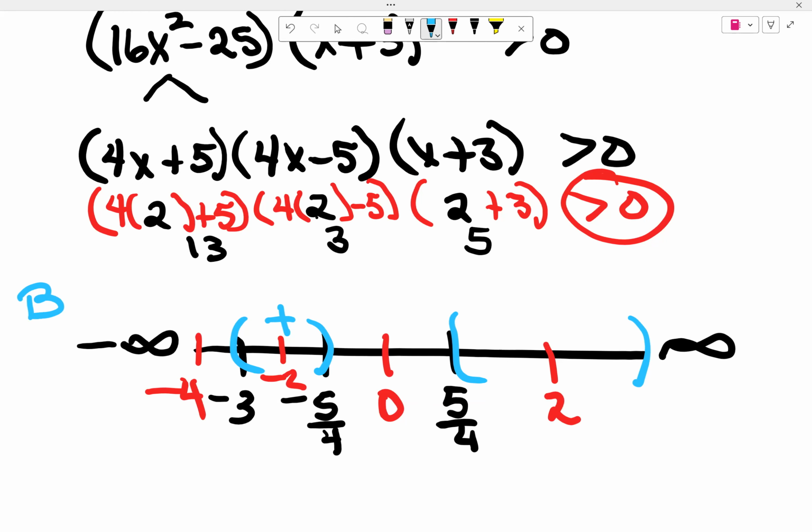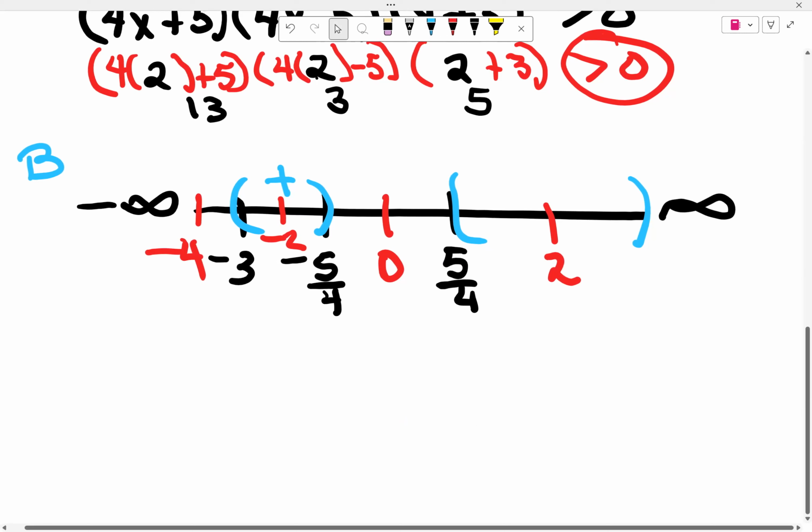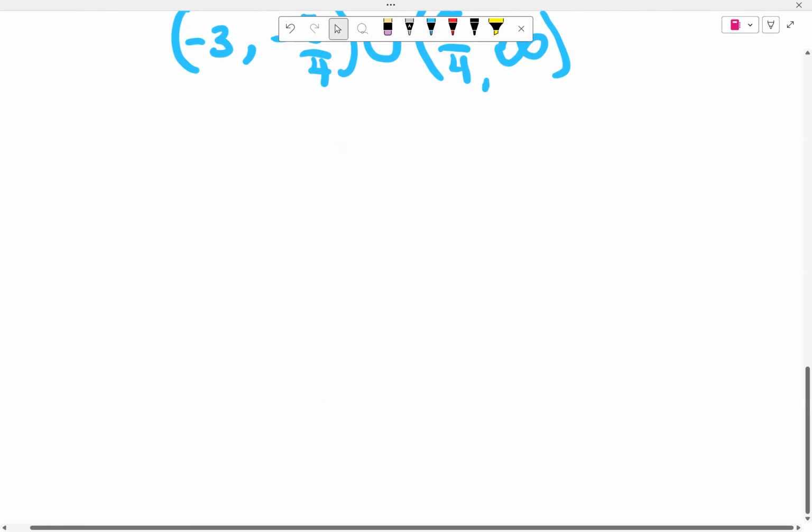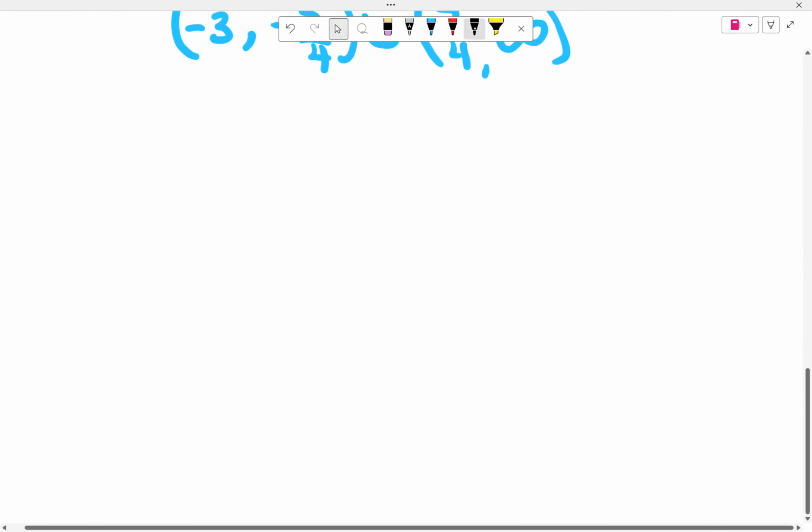So when you answer this, remember it's a union. So it's negative 3, negative 5/4, and this is union, positive 5/4, comma, infinity. I'm going to do number 10. Let's take a look.